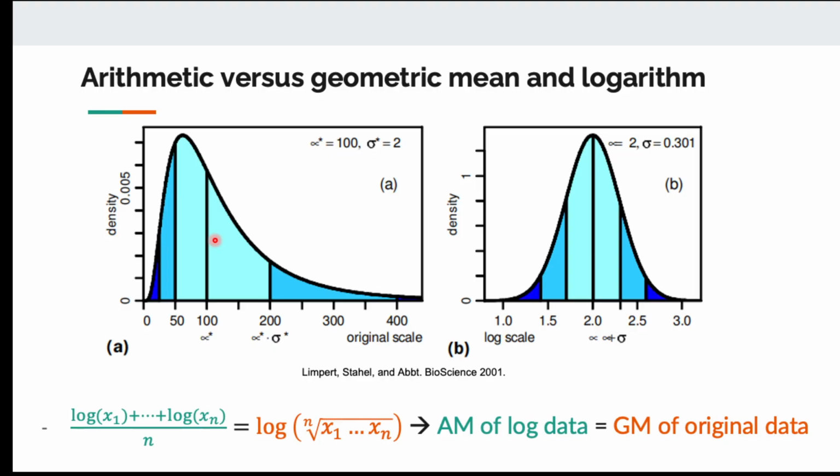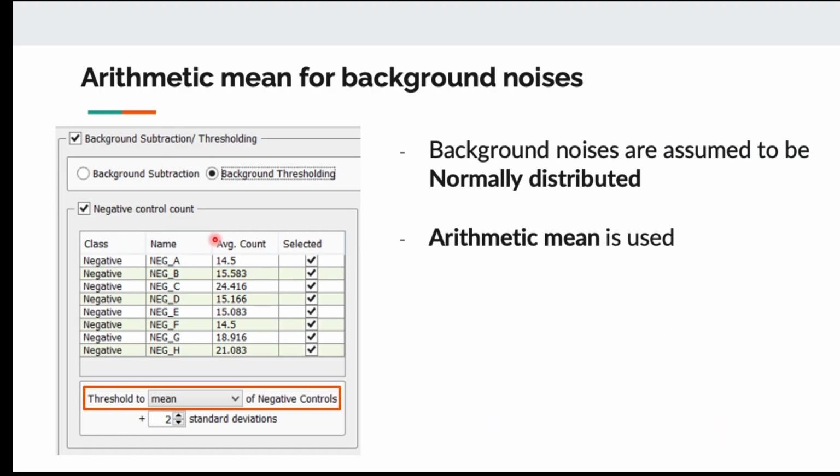So now that we know this, let's go back and see what happens there. So for the negative control, because these are not signal, these are noise, non-specific binding, they are assuming that this is not going to be log normal, because these are not real intensity, not molecule count. These are background. So they assume that the background, you don't have to transform them. You assume that they're normally distributed, and you can use the arithmetic mean.